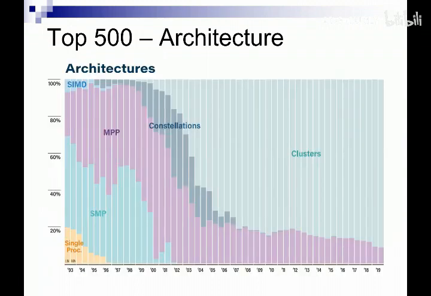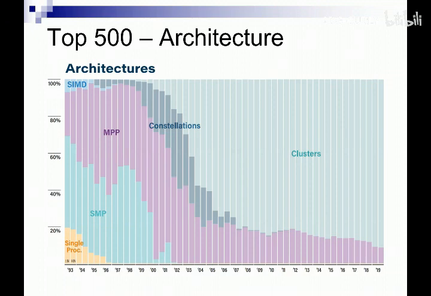Okay, something else we can look at is the architecture of these supercomputers over time. Here I'm showing 6 architectures. Back at the very beginning of the top 500 list, some of the computers on that list were simply single processor computers, right? So it was a supercomputer consisting of only one single very fast processor.